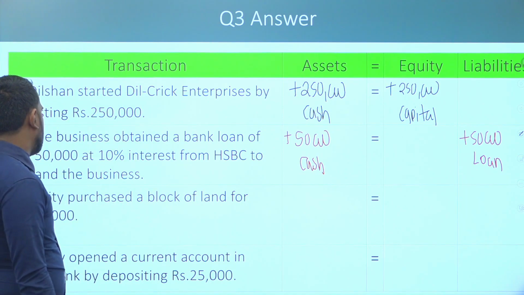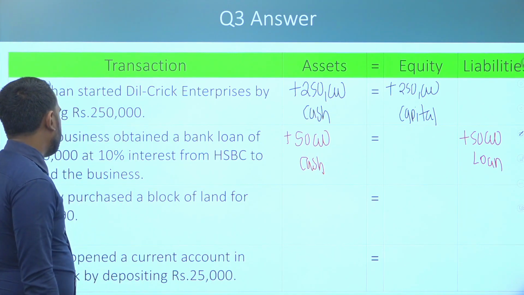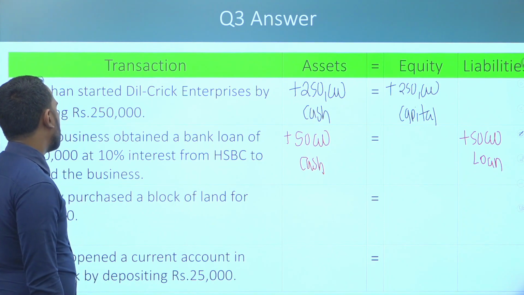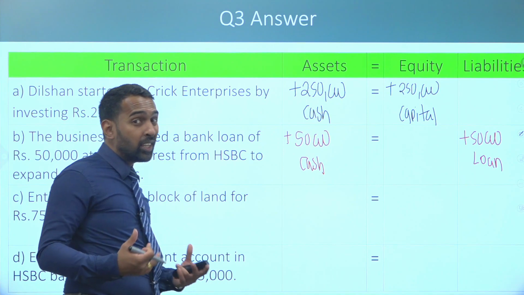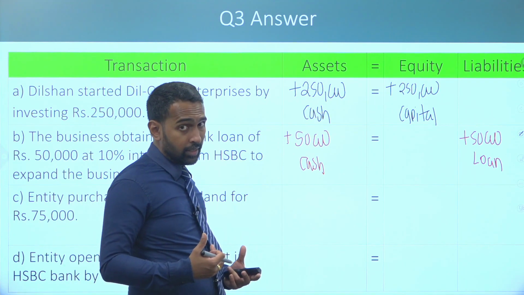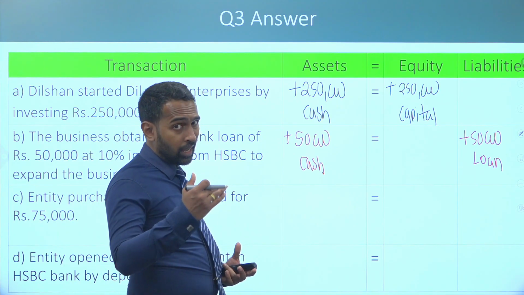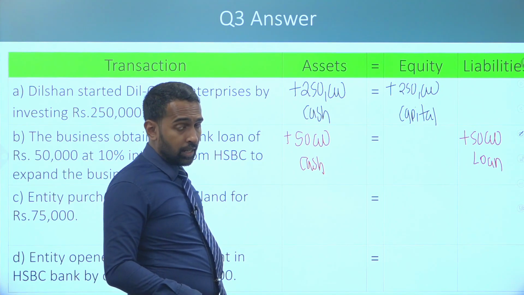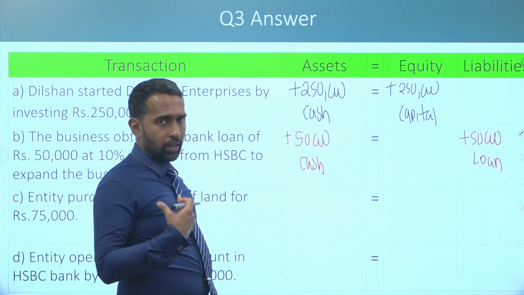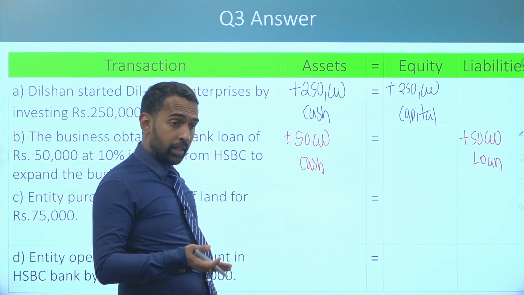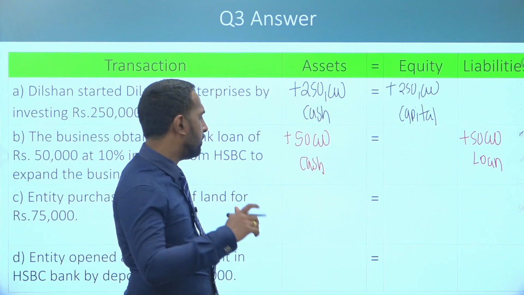Right. Then part C, entity purchased a block of land for rupees 75,000. Okay, when entity is purchasing a block of land, one side my cash is coming down, but on the other side I'm getting a land. So I have to put both of them.